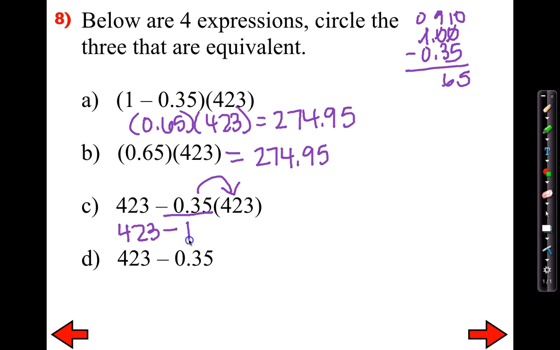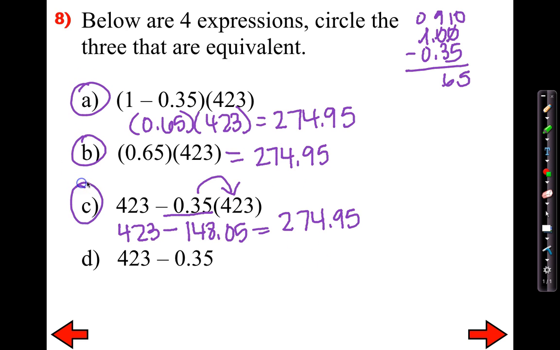So that's going to be 148 and 500. So if I simplify that, let's go ahead and do 423 minus 148 and 500, which is going to give me a total of 274 and 9500. Notice all three values are identical at this point, so far I know A, B, and C are equivalent. Let's check the last one.